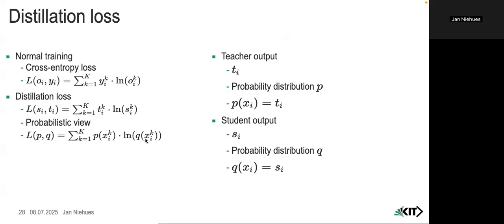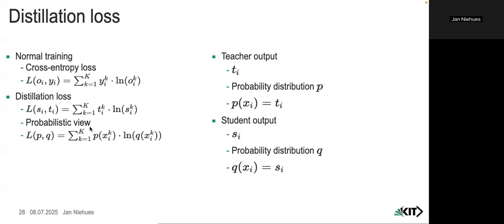And we're trying to use the same type of normal loss that we're trying to optimize. And so we don't have to change a lot. The only thing we have to change is that instead of the labels in normal training, we are now using the teacher's output.